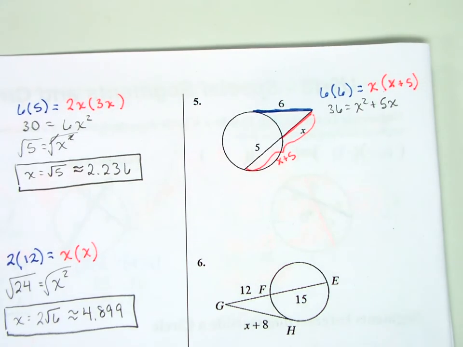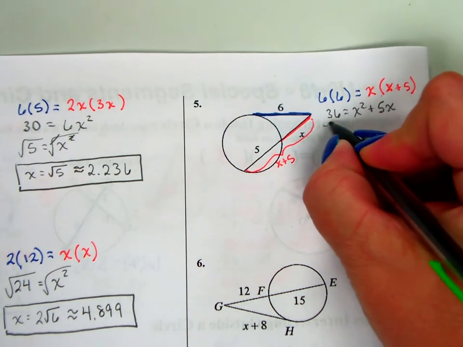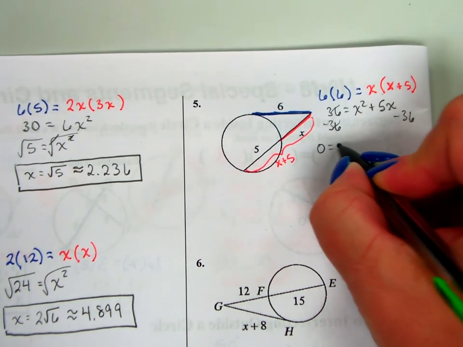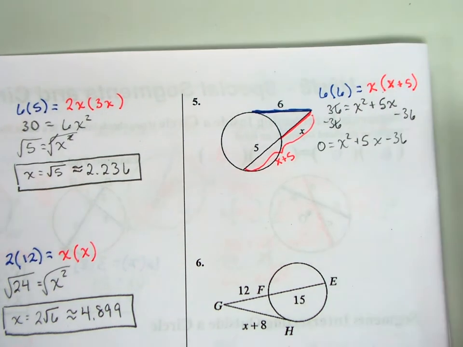Guess what this means? It's my favorite F word, not your favorite F word. Oh. My favorite F word. We're going to have to factor. I said my favorite F word. Not yours, mine. Factoring is fun. In order to factor, this has to be set equal to 0. So I'm going to subtract the 36 to the other side, so that I can have 0 equals x squared plus 5x minus 36.